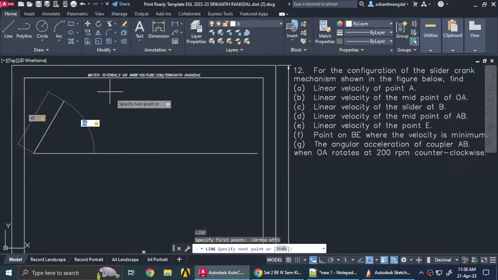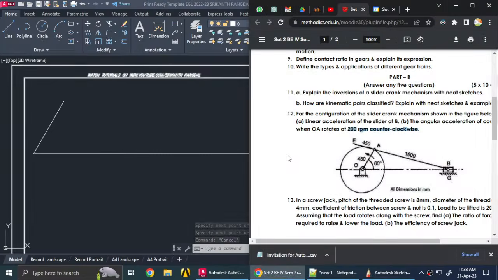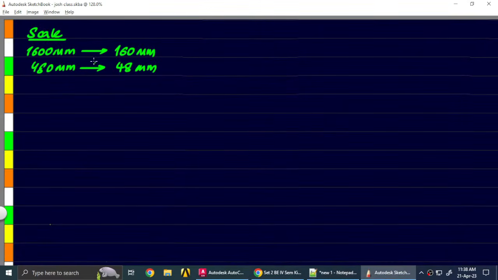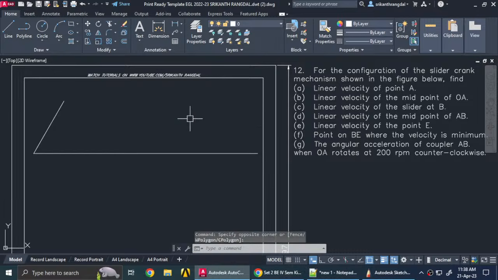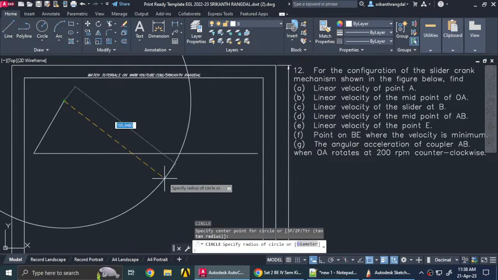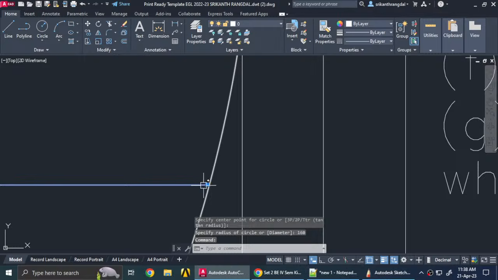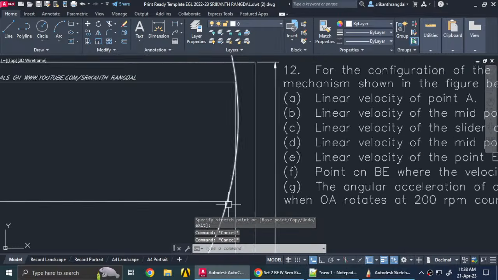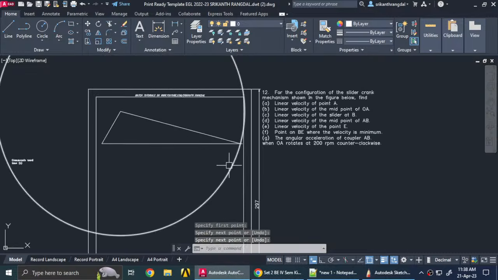Okay, so once you have drawn this, the next step is to mark a distance of 1600 mm from this point. Now you have seen here that when we want to draw 1600, we will have to draw it as 160 mm. So in order to draw 160 mm exactly, we will have to take a circle of that much length. Okay, so that's meeting somewhere here. So let's extend this, and this intersection point we will need.